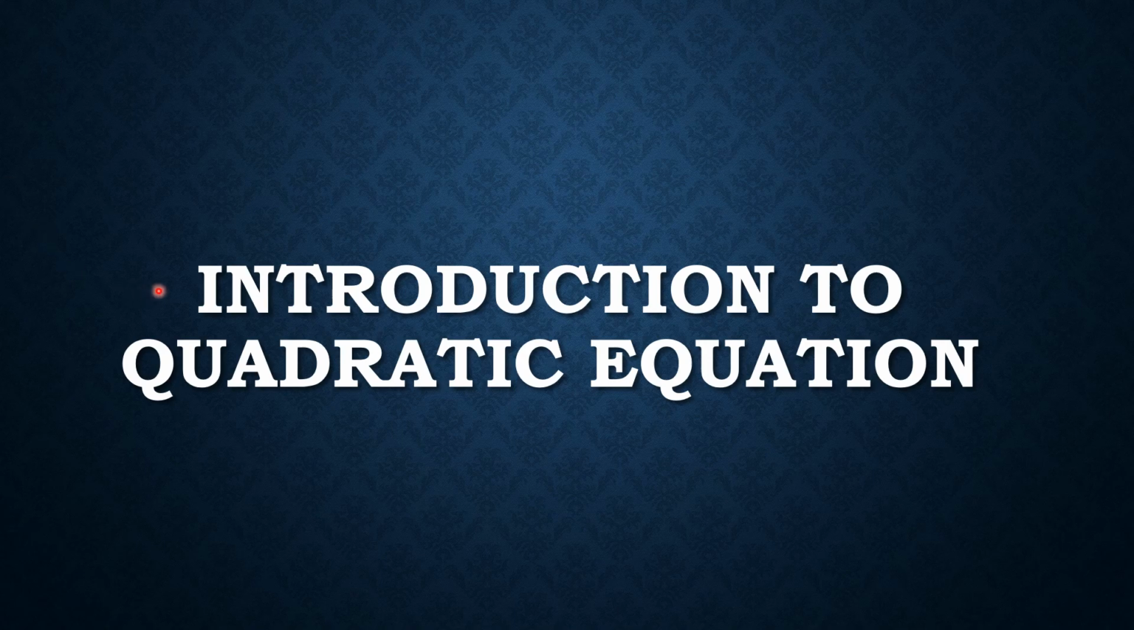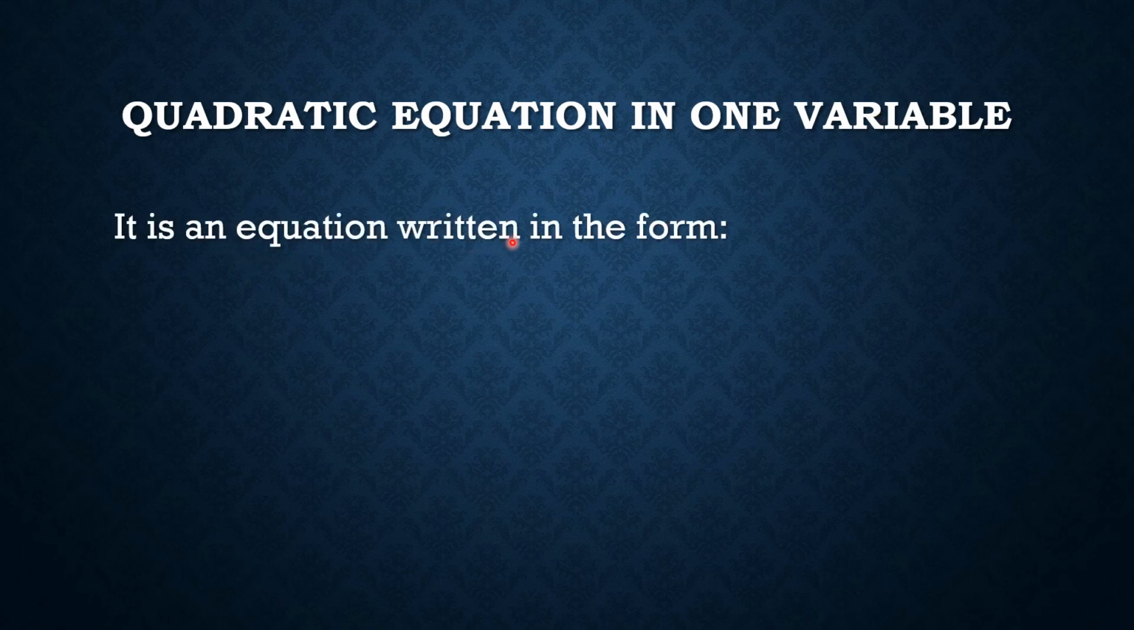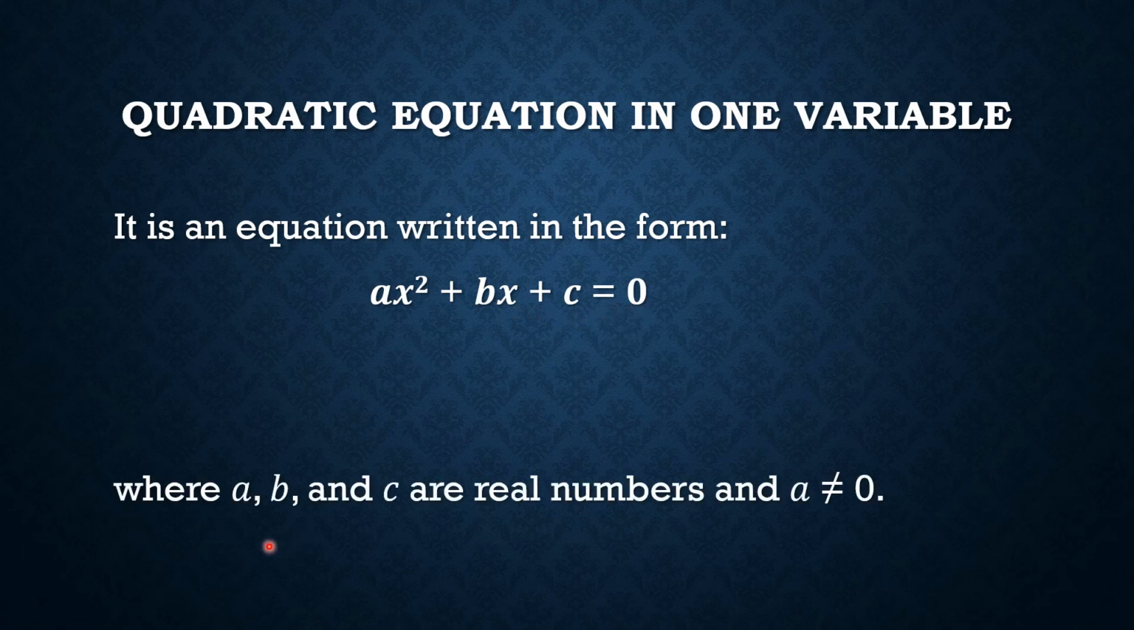In this video, let's learn the basic properties of a quadratic equation. What do we mean by a quadratic equation in one variable? It is an equation written in the form ax squared plus bx plus c equals 0, where a, b, and c are real numbers and a is not equal to 0. This is very important. A must not be equal to 0.